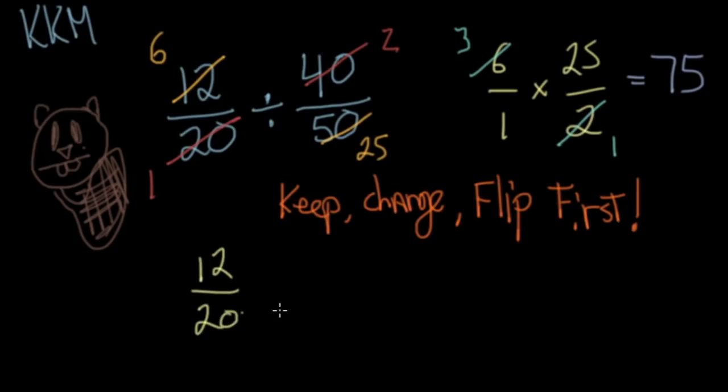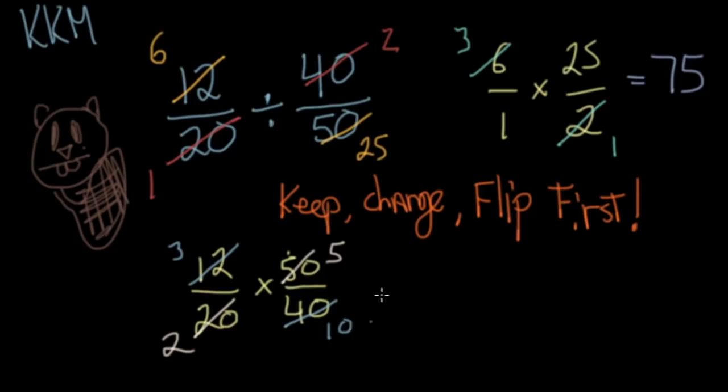Now, I'm a student who said, oh wait, I'm going to keep, change, and flip. So they're going to do this. So they did all that first, and look what happened now. Things have changed. I'm going to divide this by 10, and this by 10. And over here, I'm going to divide this by 4, and this by 4. And now, look what I get.